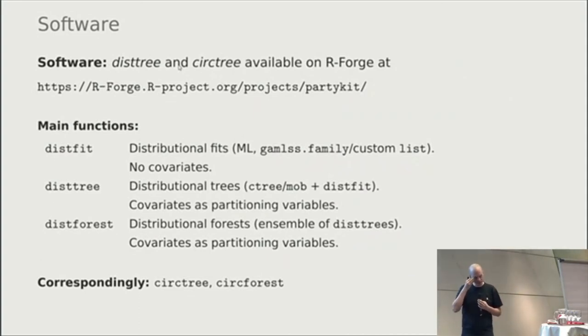If you want to use this at the moment, it's not completely trivial because one needs the development version of partykit and then the development version of disttree or circtree, which builds on disttree, if you want to fit the circular trees. All of these are available on the R-Forge webpage. In disttree, we have functions for fitting a distribution without covariates, for fitting a tree, or for fitting a forest. This is based on the partykit functions, the classical ctree and mob functions, if you have heard about them. If not, this is what our package, partykit, provides. And then the circtree package has these circtree and circforest functions that are built on this.